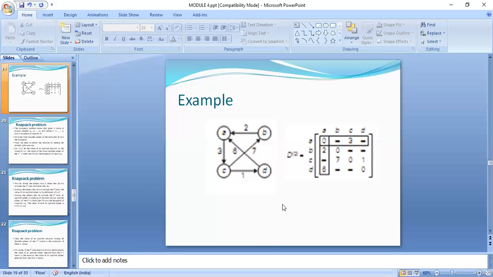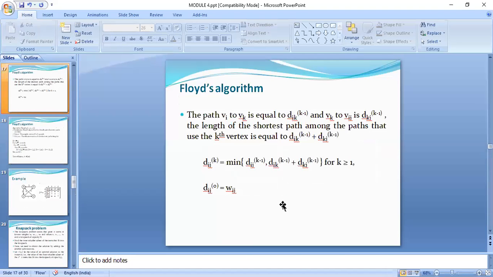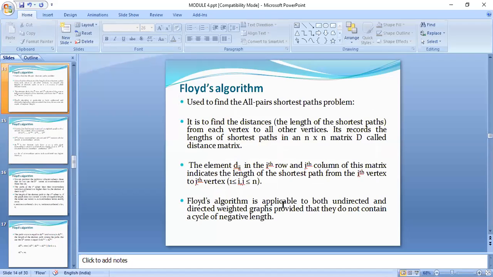So we will come back to our discussion. Here you have seen that in Floyd's algorithm, what we need to do is find the all pair shortest path, and it will be finding the distances.